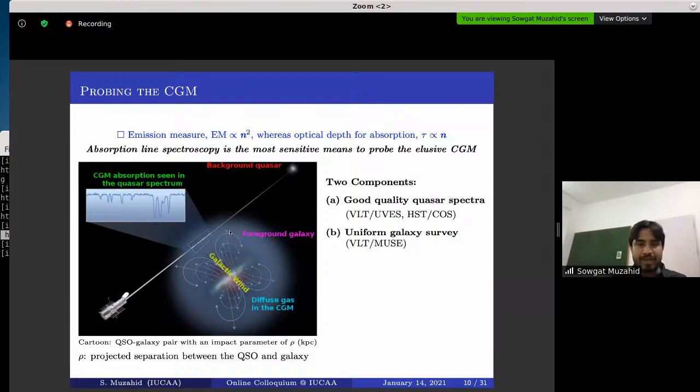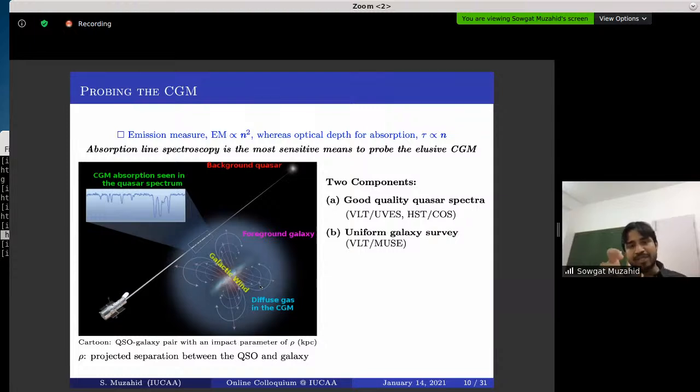Depending on the chemical composition, density, temperature, or radiation field in the halo, it will produce absorption from different lines. And so we study these absorption lines to characterize the properties of the circumgalactic medium. You can see that such studies have two components. You need really good quality quasar spectra, along which you will probe the properties of the diffuse gas in absorption. And for that, we use VLT UVES data or HST COS data. And you also need a uniform galaxy survey around quasar fields so that you know which galaxy is causing absorption in your quasar spectrum.